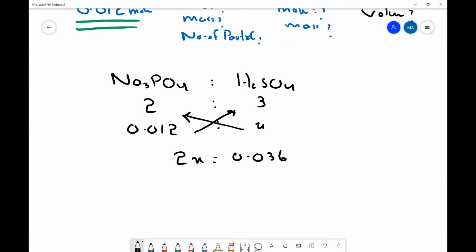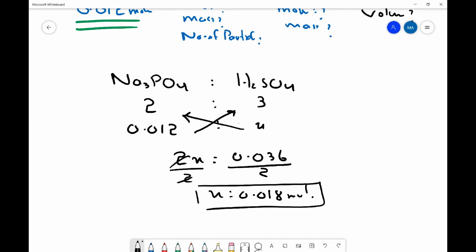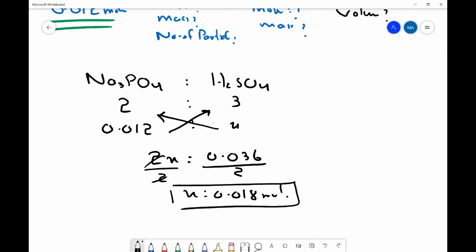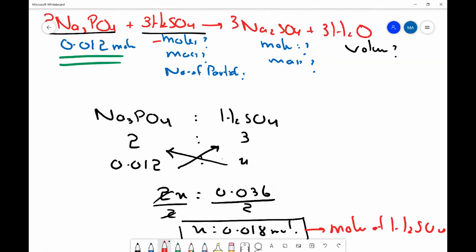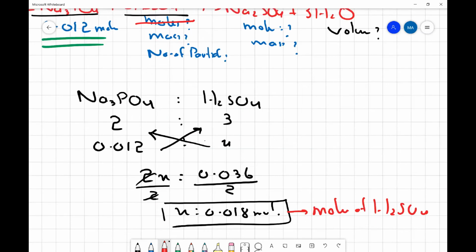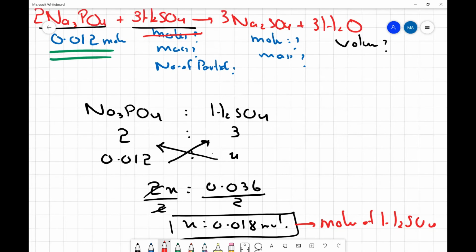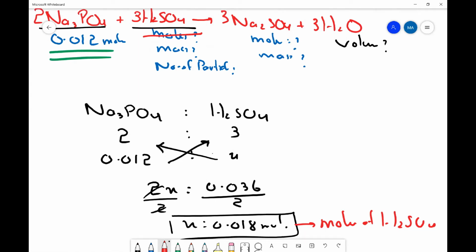And now simple division: 0.018. So now what do we know? We know the moles of H2SO4. Let's write it here: 0.018 is the moles of H2SO4, and we can cut this quantity from the question. We're done with this. Now, what's the second thing? Mass, this one here.